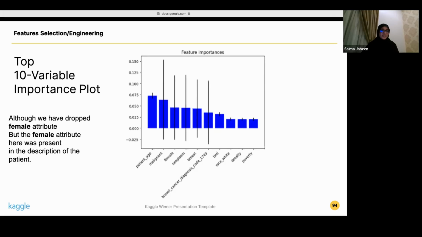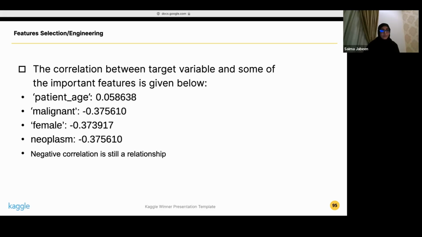So you can see patient age is of utmost importance, and then the malignant word, and then the female attribute. Now this female is not the female attribute which we dropped, as I discussed previously. This female attribute is the result of splitting that description feature, which I discussed in the previous slide, using NLP techniques. So there again, the female attribute and the male also came as additional features. Okay, so this was about the features.